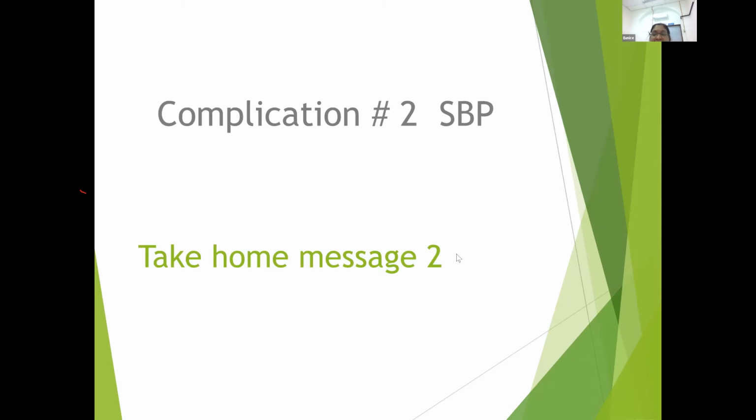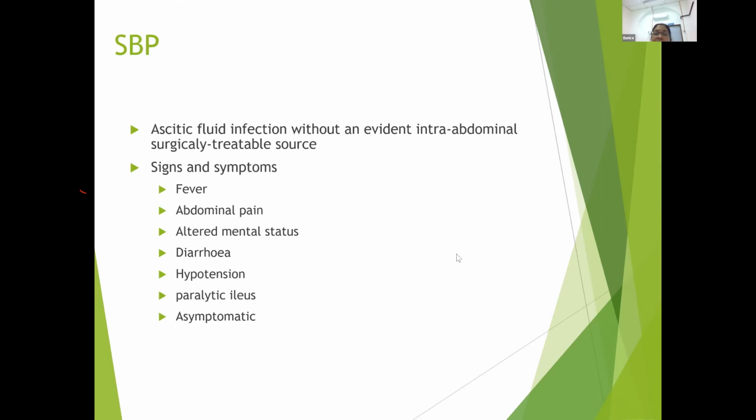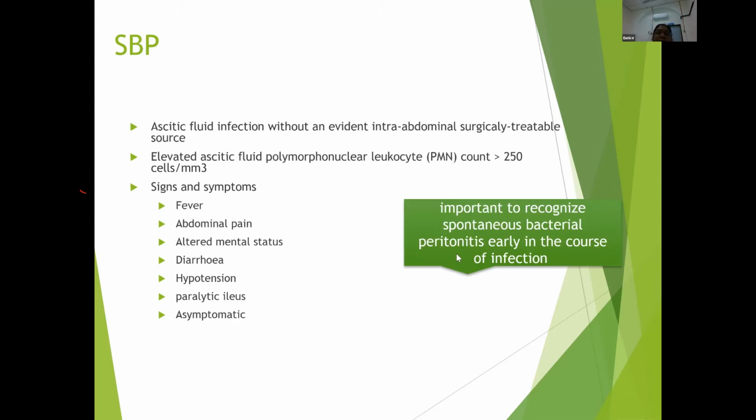SBP. Okay. So the second complication of portal hypertension is spontaneous bacterial peritonitis. SBP is an ascitic fluid infection without an evident intra-abdominal surgically treatable source. Signs and symptoms of SBP are fever, abdominal pain, altered mental status, diarrhea, hypotension, paralytic ileus, and sometimes patients will be asymptomatic as well.